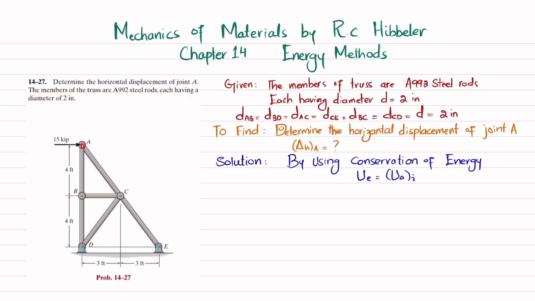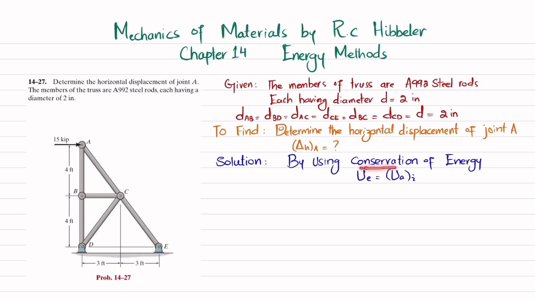You can see this is the truss composed of different A992 steel rods, and there is a load of 15 kips applied at joint A. Due to this load, point A will move horizontally, that is delta HA. So you have to find this horizontal displacement of the joint due to this 15 kips load. So let's start with the solution.